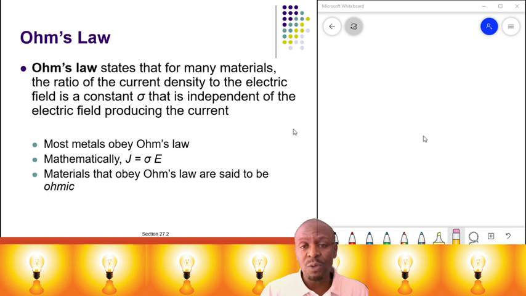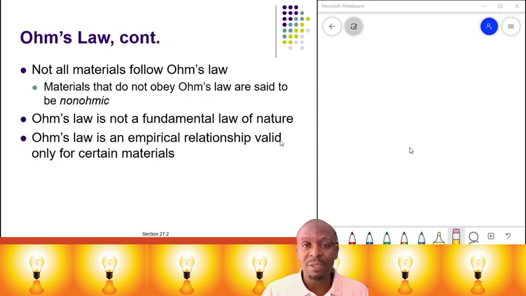Most metals obey Ohm's law, which is this equation here, as I've said. But it is also important to note that some materials obey Ohm's law, and those are the materials which are said to be ohmic. For example, we normally call them ohmic conductors. However, there are some materials which do not obey Ohm's law, and those materials are what we call non-ohmic materials.